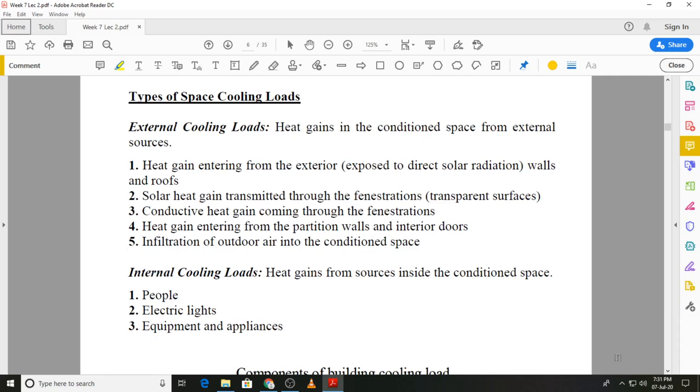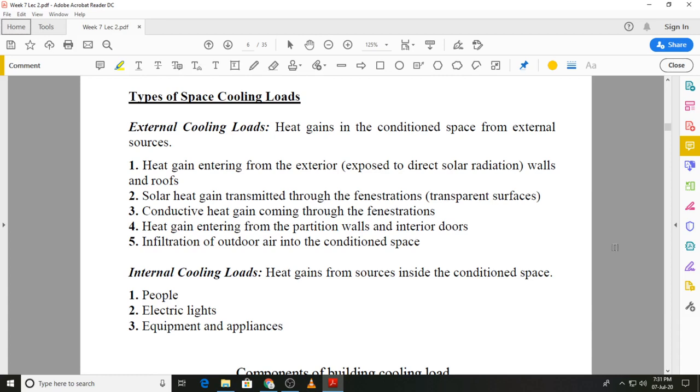Now we look at the types of space cooling loads. We can divide the space cooling loads into two broad types. One are the external cooling loads, the other are internal cooling loads. External cooling loads, if we start by looking at those, one is the heat gain from exterior surfaces. When I say exterior surface, that is any surface which is exposed to direct solar radiation.